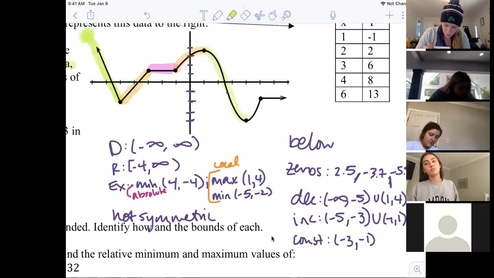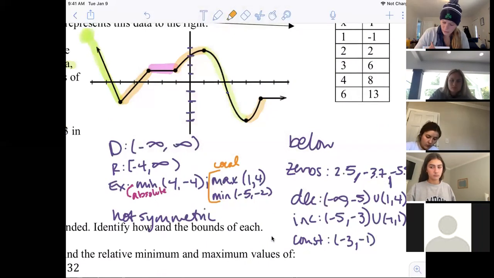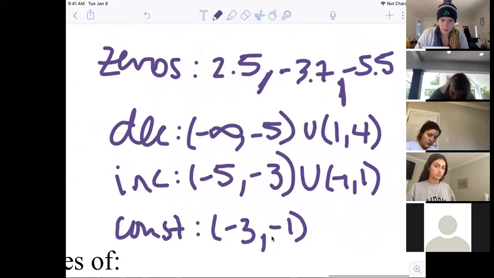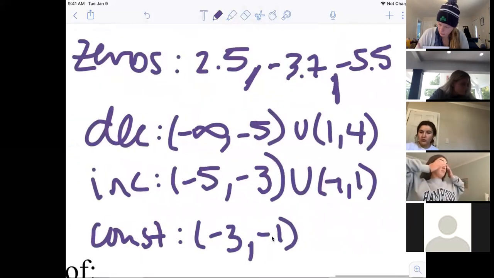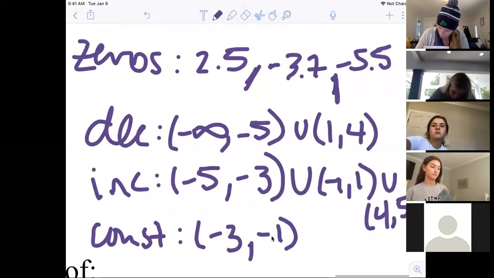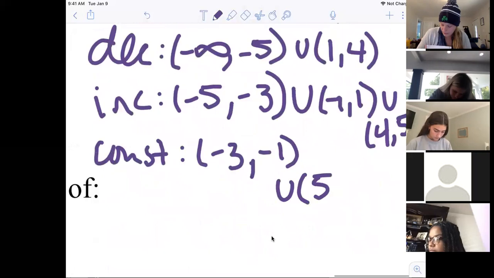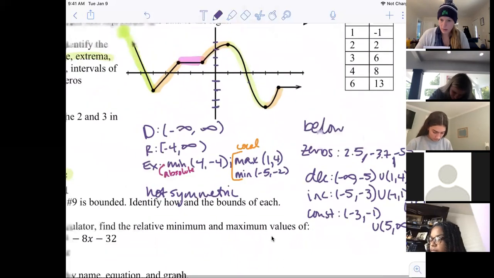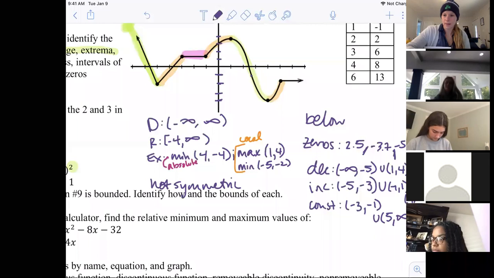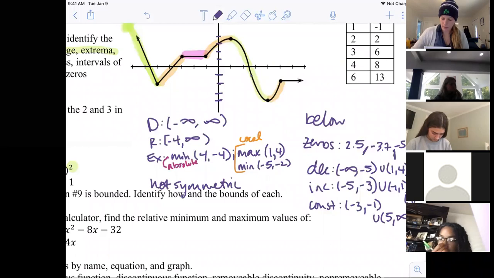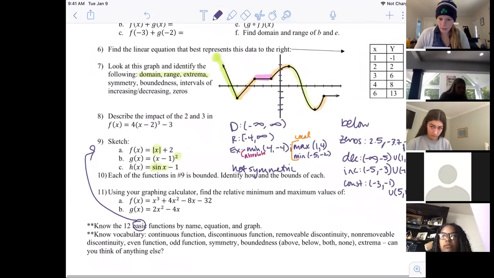And then it looks like I've got 2 more, so we're almost done. Looks like I'm increasing from positive 4 to positive 5. And then it looks like I'm constant from 5 to infinity. All right, any questions on that one?